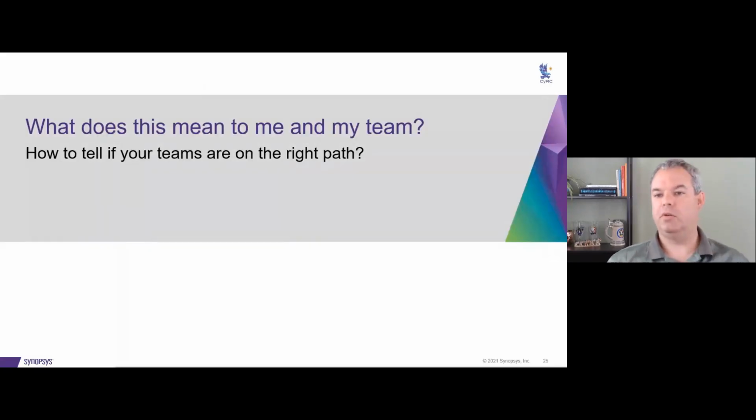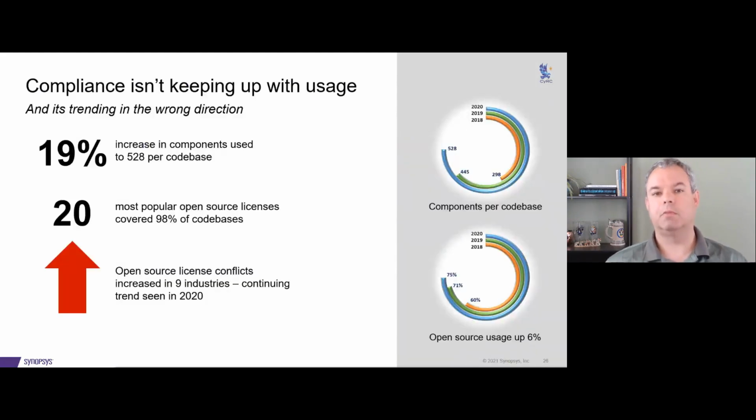So what does all this mean to our teams? How do we know that we're on the right path or not? One thing that we can say is that the overall open source strategy, the overall processes and governance in place, they're not really keeping up with all of the usage that we're seeing. Last year we had 528 components on average per code base. 2 years ago, it was just shy of 300. We've gone up by 19% in the last year. I'd be willing to bet that that trend is probably going to continue.